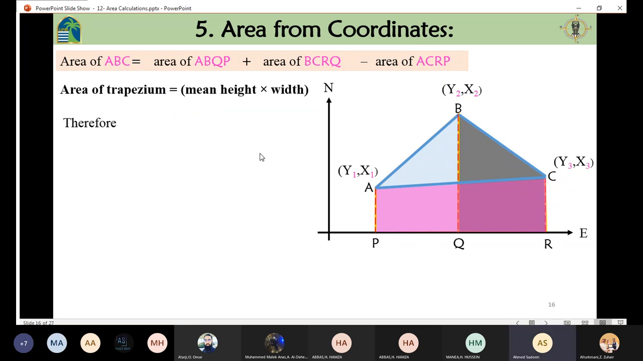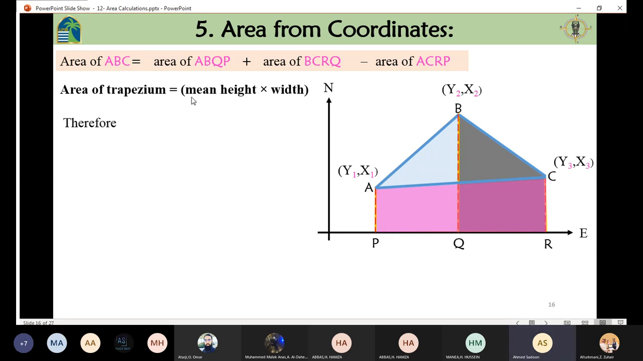So the area of a trapezoid is the mean height times the width. The width is the distance from here to here. So the distance from here to here is going to be y2 minus y1, since I know the coordinates. Remember, this direction is y in surveying, and this direction represents x. So the width will be y2 minus y1.